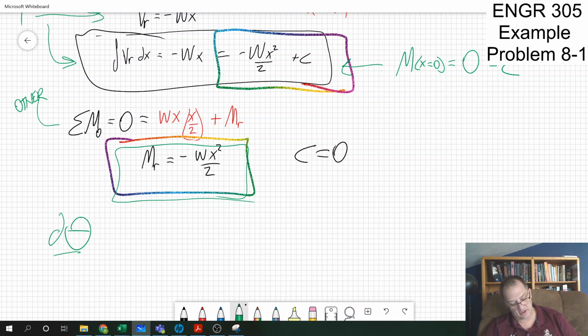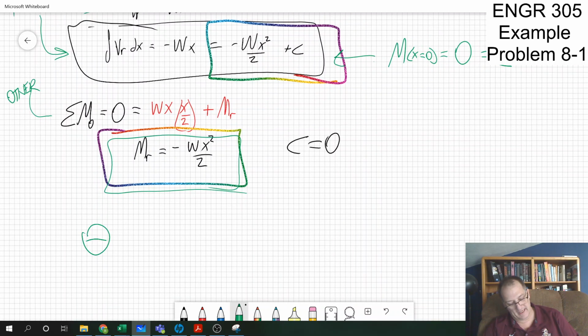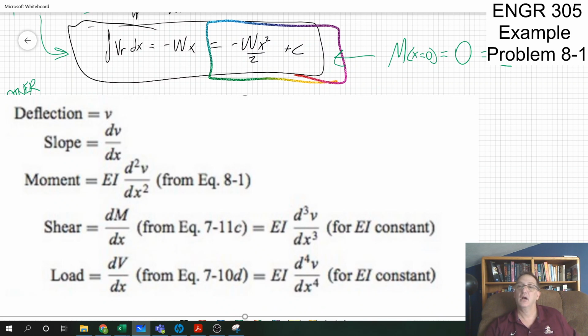I want to find out what the slope is. Well, the derivative of the slope with respect to X is equal to the moment, or I can simply integrate the moment. And actually, I can't do that because the EI is in there somewhere. Let's take a look at that equation. The moment equals EI times the slope. So EI d theta dx is equal to the moment. Okay, so that means I have to integrate this.